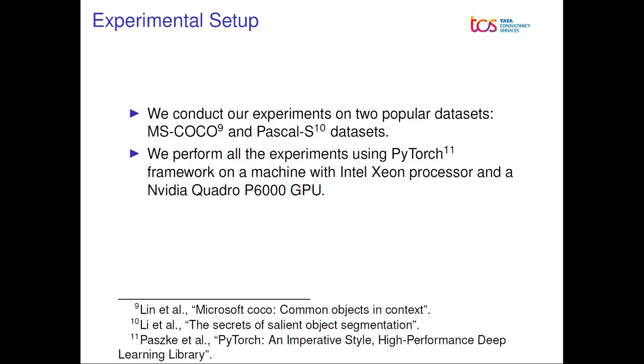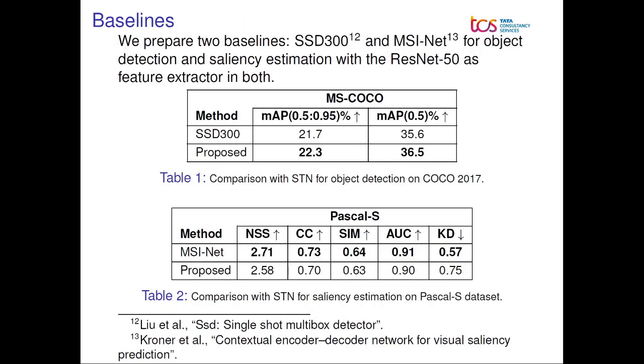We conduct our experiments on two popular datasets, MS-COCO and Pascal-S. All our experiments are performed using PyTorch on a machine with Intel Xeon processor and a Quadro P6000 GPU. We prepared two baselines, SSD 300 for object detection and MSINet for saliency estimation. The comparison against our proposed model is shown in tables 1 and 2.